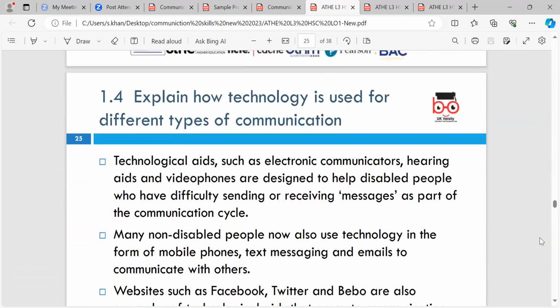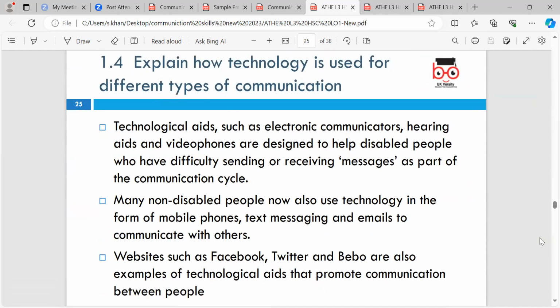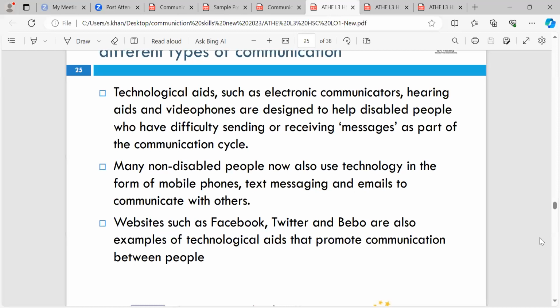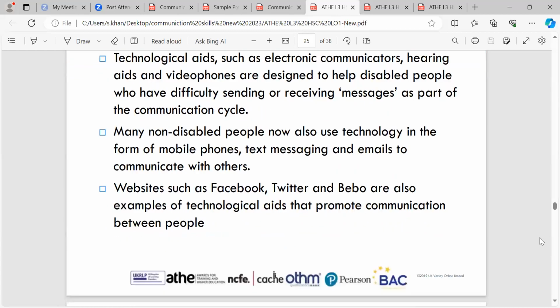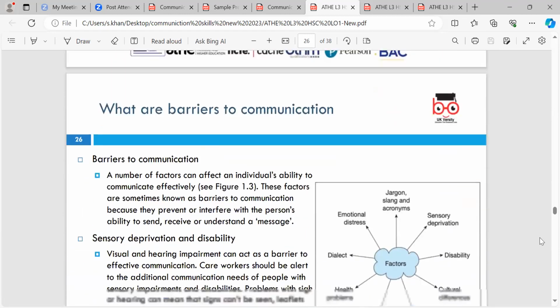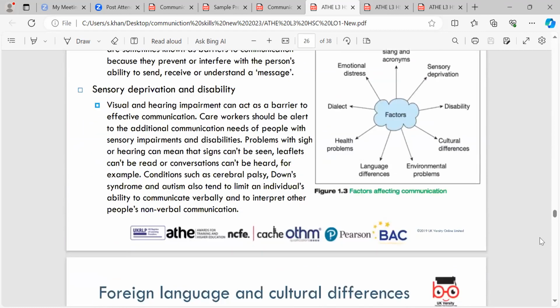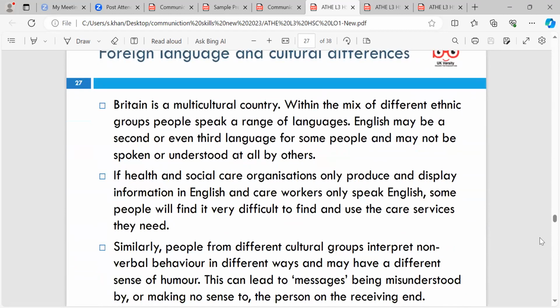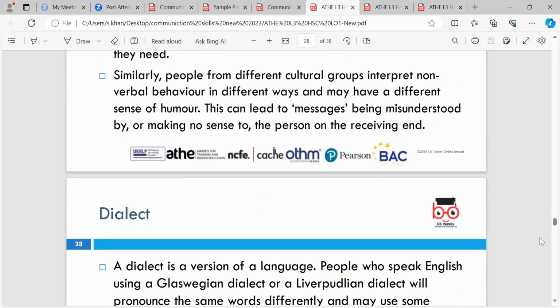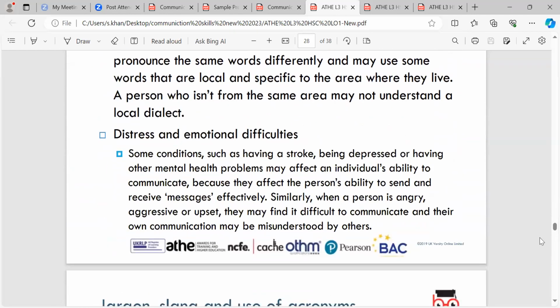In 1.4, we looked at how technology is used for different types of communication, technological aids such as electronic communicators, hearing aids and video phones, and what they're designed for: to help disabled people who have difficulty sending or receiving messages as part of the communication cycle. We then looked at the barriers to communication and the factors that affect communication. We looked at foreign language and cultural differences and why they have a big impact, and at dialect, in regards to different sorts of dialect.